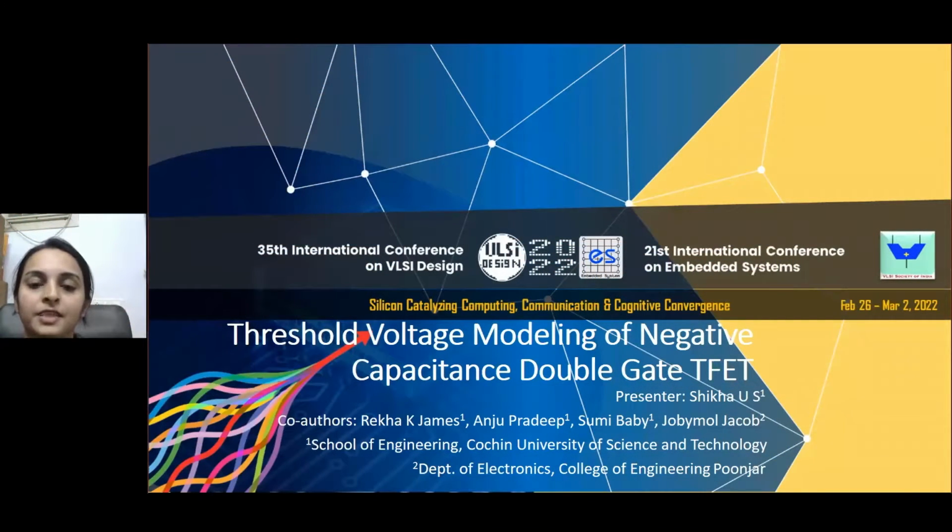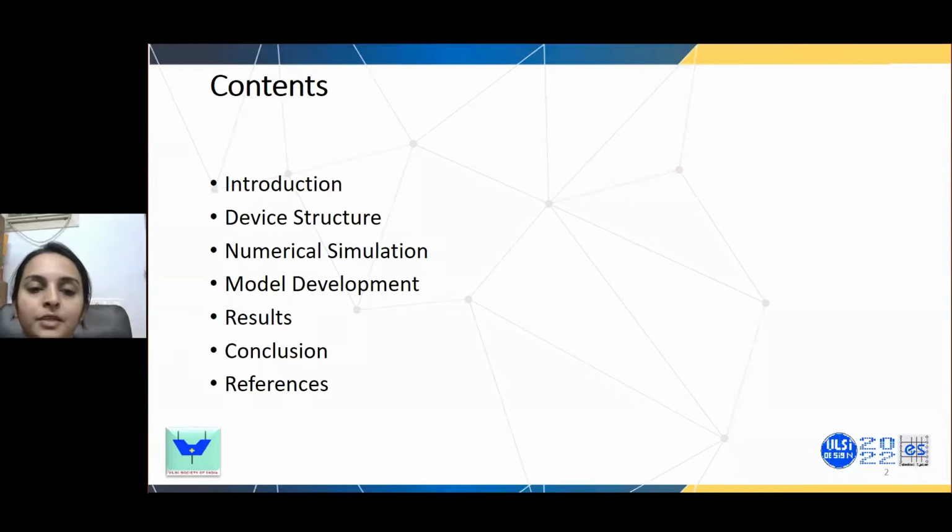Hi all, myself Shika from Cochin University of Science and Technology. The title of the work is Threshold Voltage Modeling of Negative Capacitance Double Gate TFET. My co-authors are Rekha K. James, Anju Pradeep, Sumi Baby and Jobimol Jacob. I'll be giving you a brief overview of our work in the introduction part, then the schematic diagram of the device and the numerical simulation, then the model development, and finally the results and conclusion.